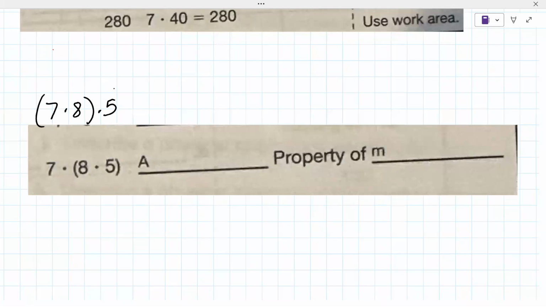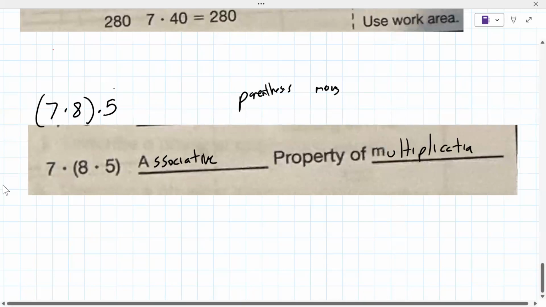They're swapped. They're not swapped again. Swapped would be like 7's in the same position, 8's in the same position, 5's in the same position. What do you see that's different though? There is a big difference here. The parentheses. Yes. The parentheses is around 7 and 8. Now the parentheses is around 8 and 5. If the parentheses moves, that's called the associative property. Now, the reason it's multiplication is because you're multiplying.